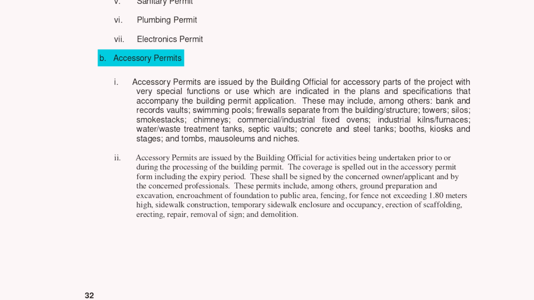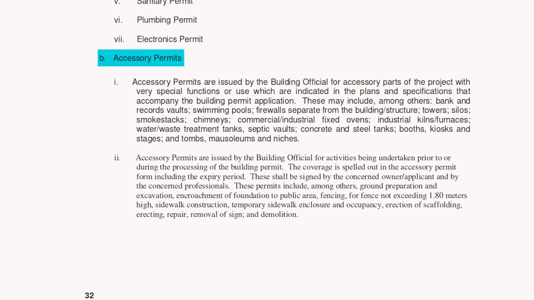The second kind of accessory permits is for activities naman undertaken before you get the building permit or while the building permit is being processed. Now, sometimes, habang pinaprocess yung building permit, you want to like start excavation already, etc. So you can get accessory permits, so you can proceed with those activities kahit wala ka pang building permit. So some examples, ground preparation and excavation permit, sidewalk construction permit, fencing permit for fences more than 1.8 meters tall, and temporary sidewalk enclosure and sidewalk occupancy permit. So again, these are accessory permits.